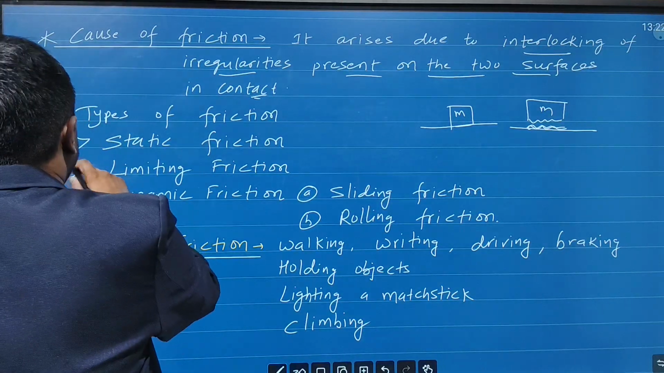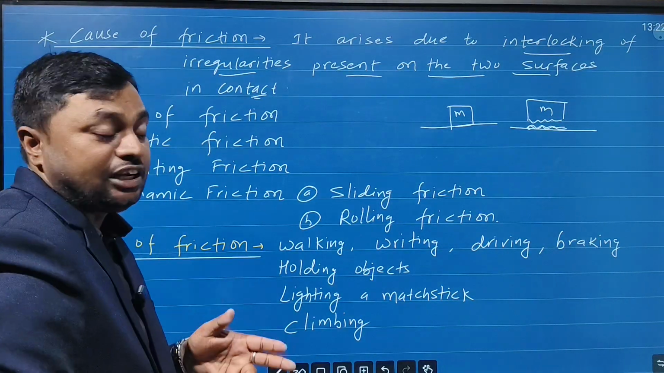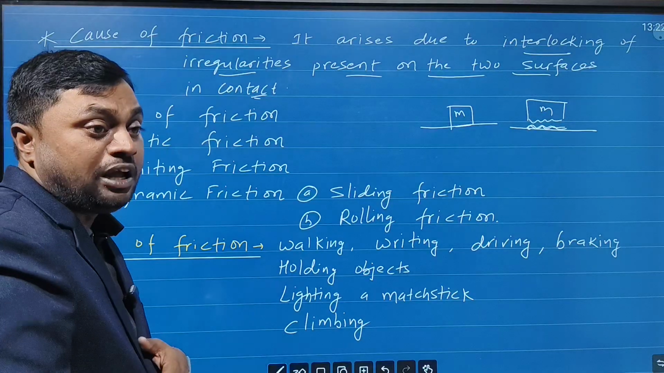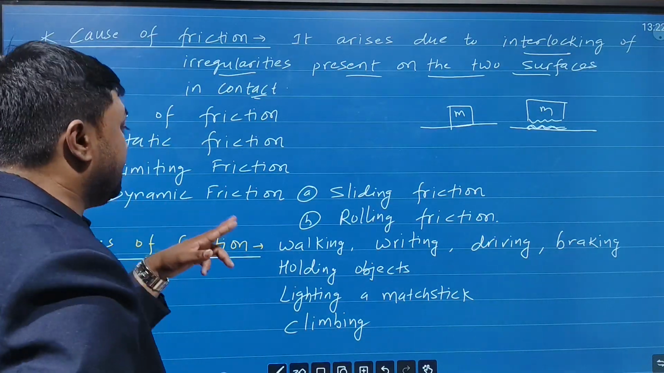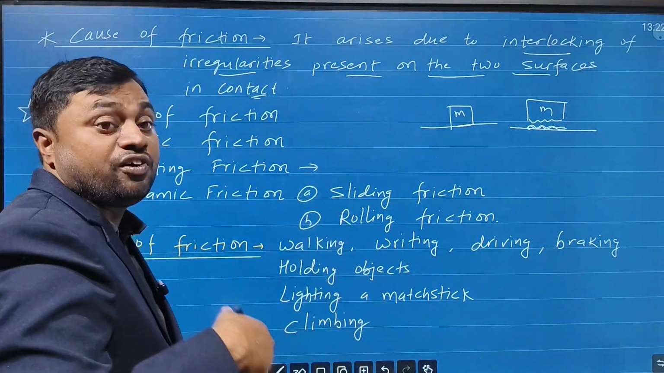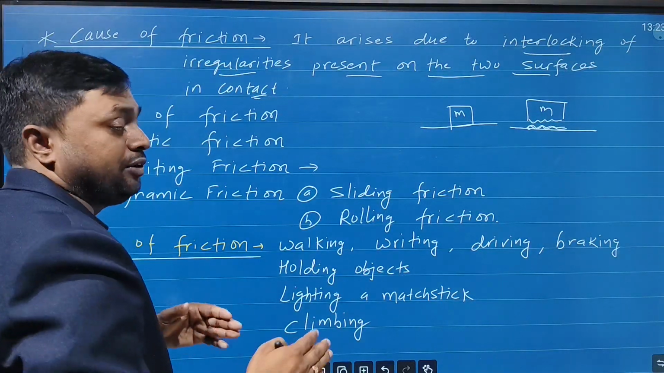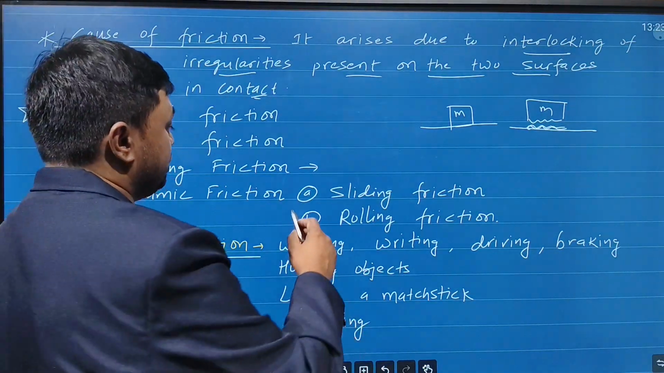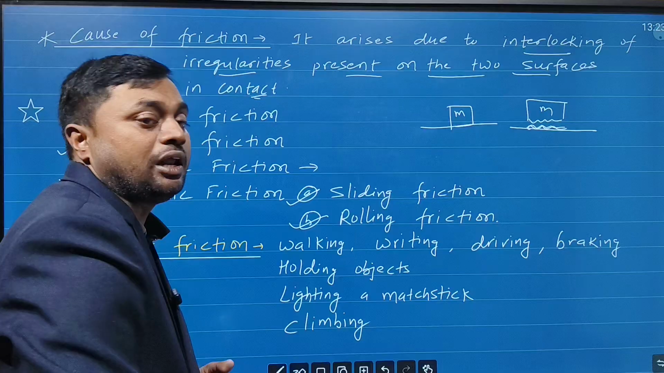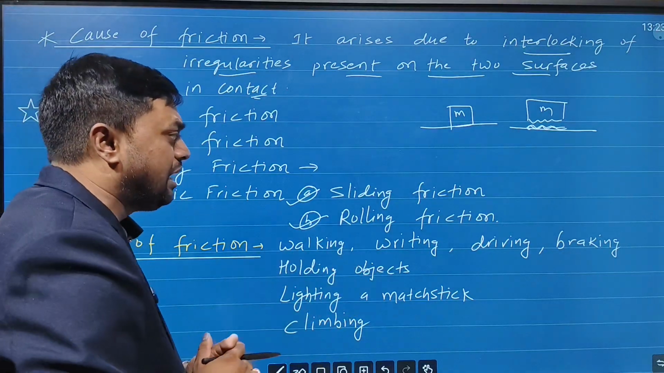Now, basically we have three types of friction: static friction, which comes into play when the object is at rest; limiting friction, when the body is at the verge of moving; and dynamic friction, when the body is actually moving. It is of two types: sliding friction and rolling friction. Thus, you should have the idea.